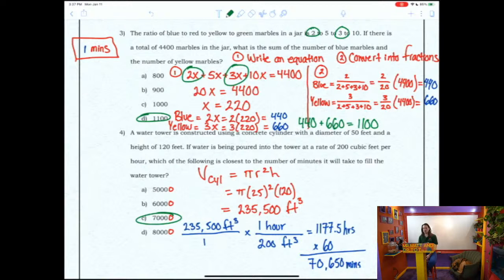If we take the volume of that water tower and divide it, you can either think of it as dividing by the rate, but maybe a more convenient way of thinking about it is to understand that rates can be flipped around. You can think about the rate as either being 200 cubic feet every 1 hour, or you can think about it as 1 hour for every 200 cubic feet.